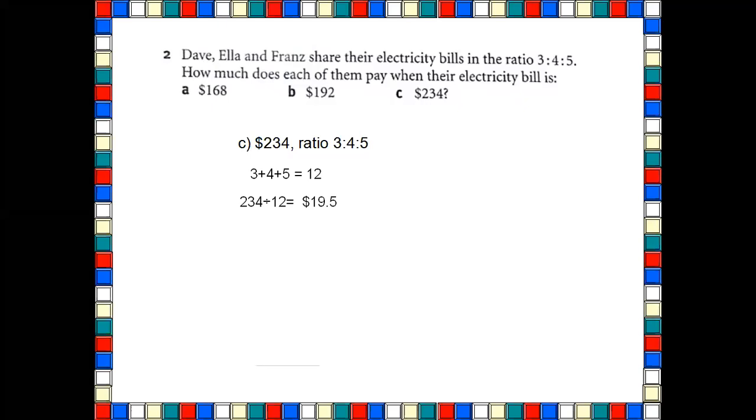Which is $38.5. It's actually $58.5. Yeah, 58. I forgot. Be careful, guys, when you do the multiplications. So this is how much Dave gets, and Ella gets, and Franz gets.